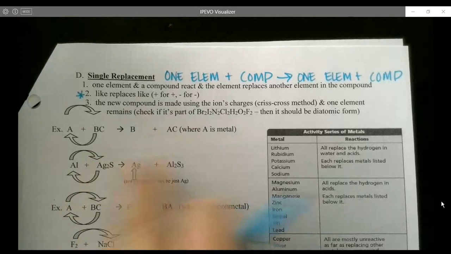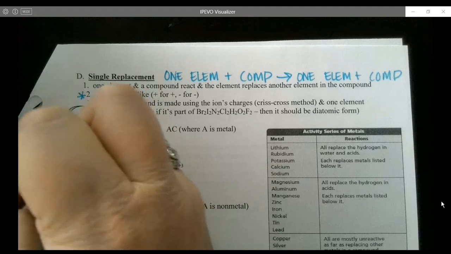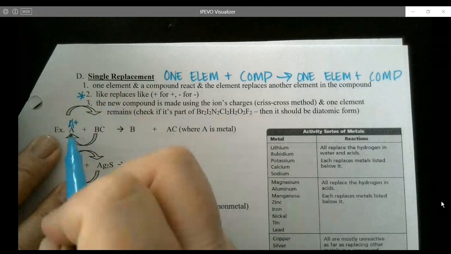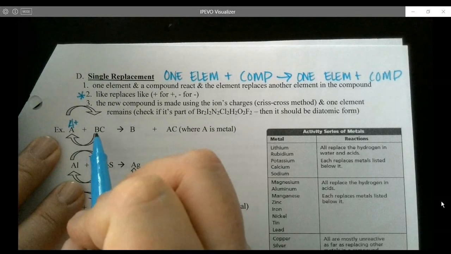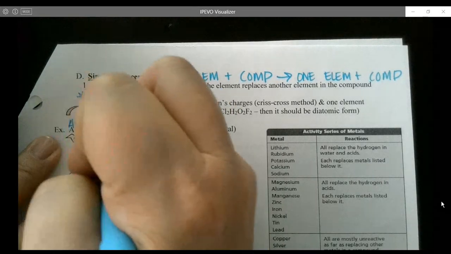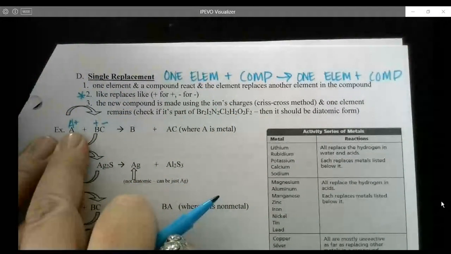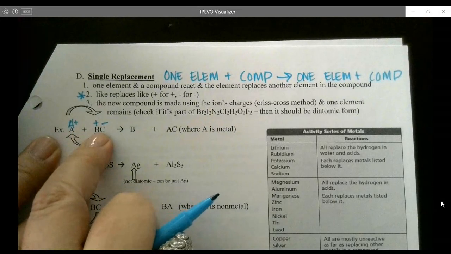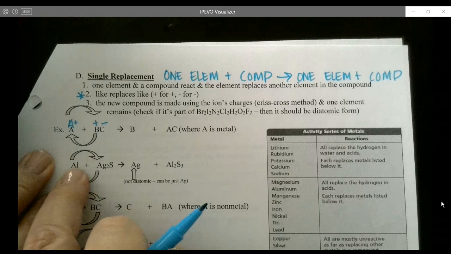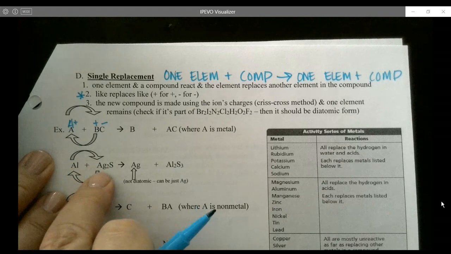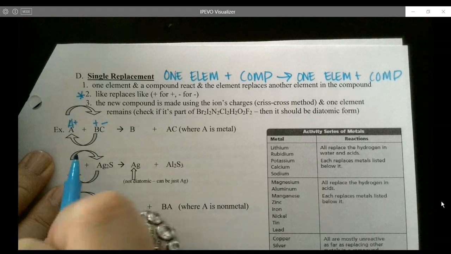So in this first example, A is going to take a positive charge. So we're going to think of A as having a positive charge. If that's the case, A is going to replace B in the compound. Because remember, when we write a compound, we always write the positive first and we write the negative second. So if A has a positive charge, it's going to replace the front end of the compound. So we see here that aluminum is going to replace silver.